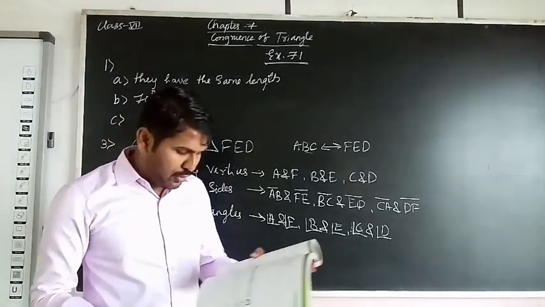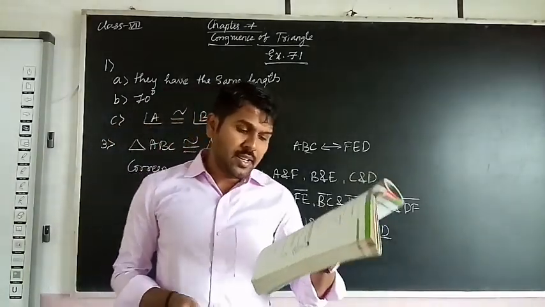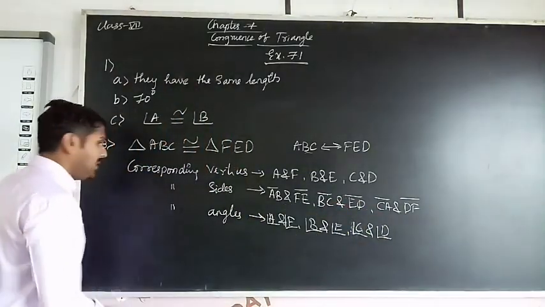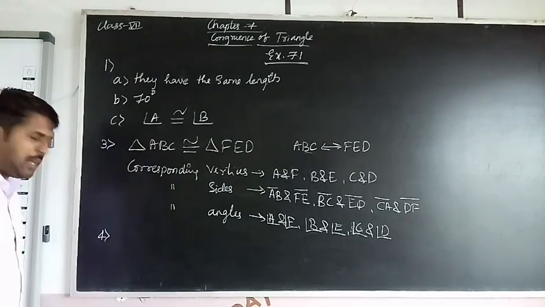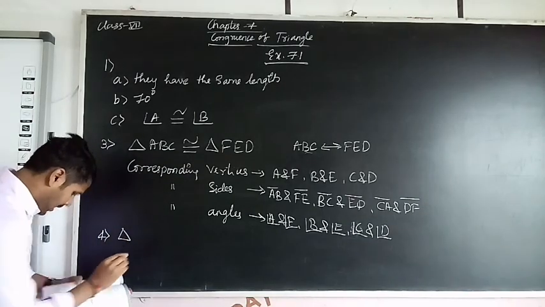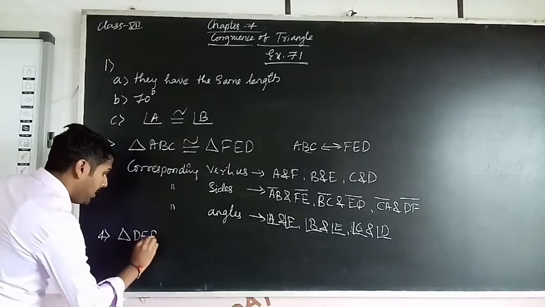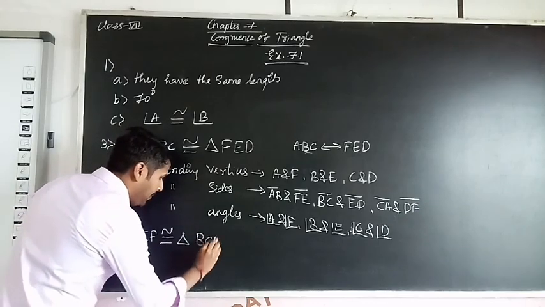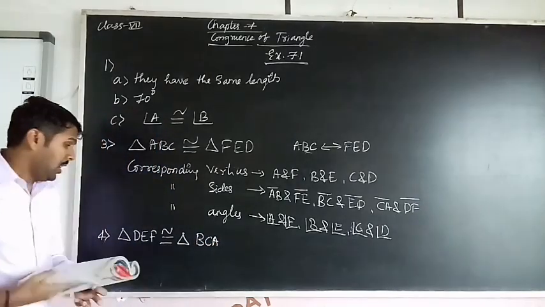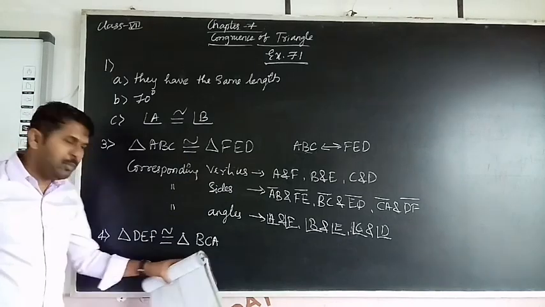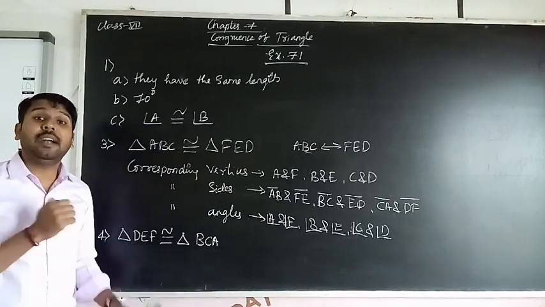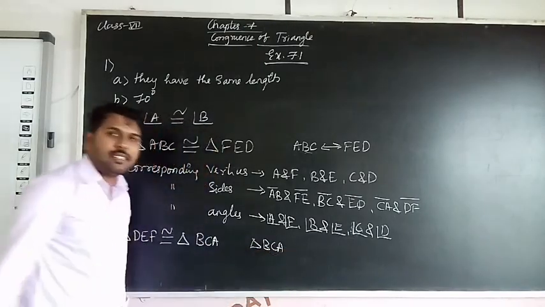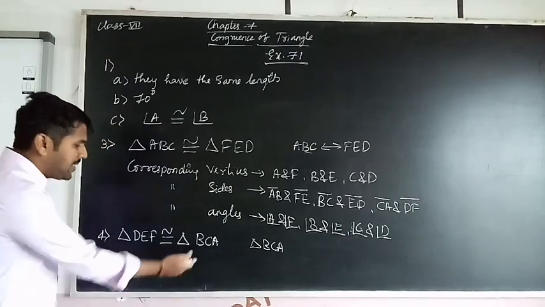Next, the fourth one. If triangle DEF corresponds to triangle BCA, write the parts of triangle BCA. Here they have already given the condition that triangle DEF corresponds to triangle BCA, and you should write the parts of triangle BCA. They give the parts of DEF.